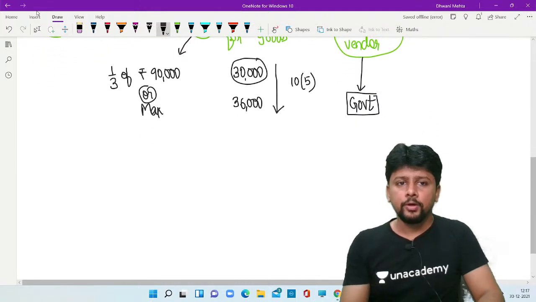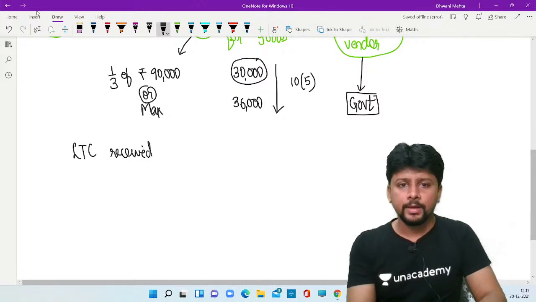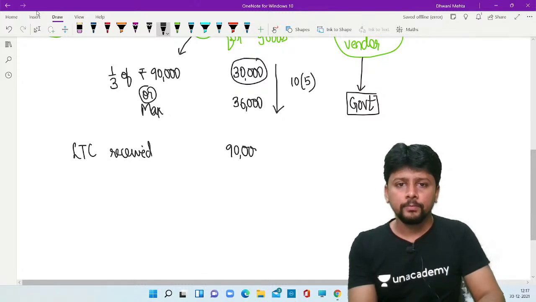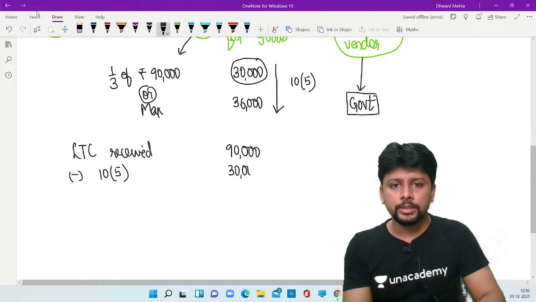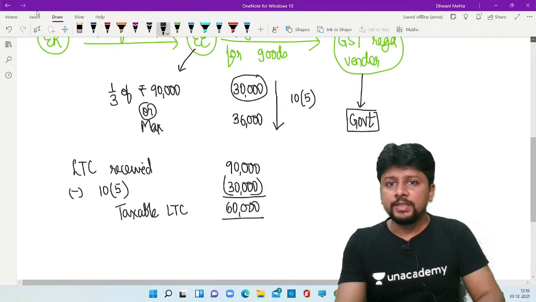which means for the employee, the working will look like: leave travel concession received 90,000 minus exemption under section 10(5), 30,000, and it means the balance 60,000 will be the taxable portion of leave travel concession. Of course, some things which can be easily understood.